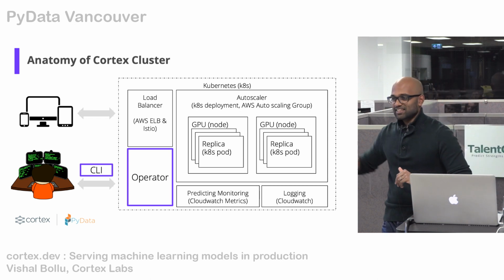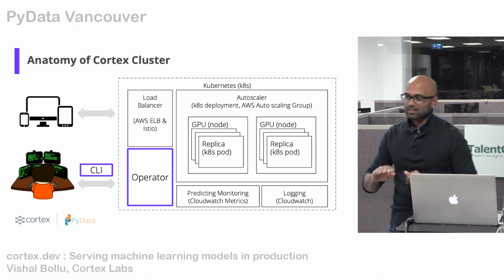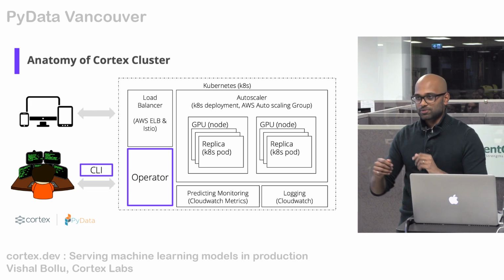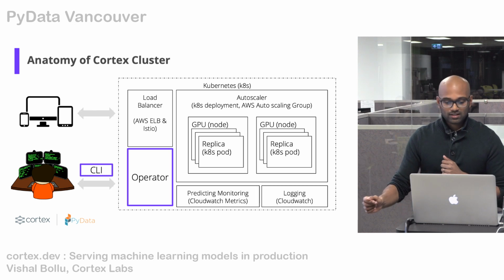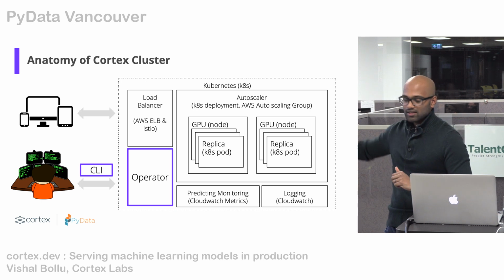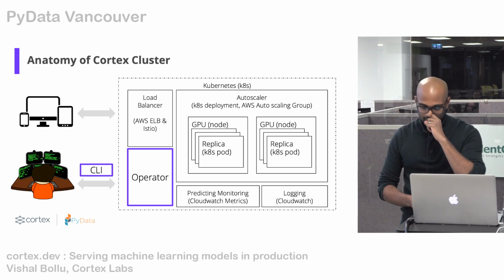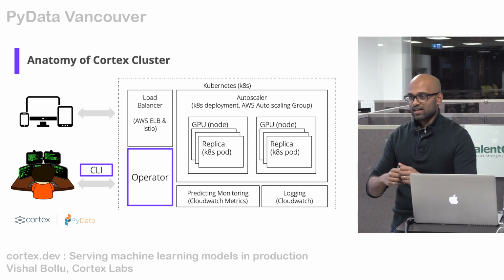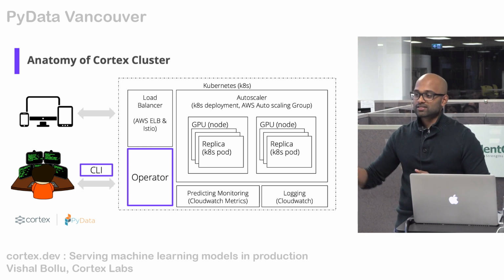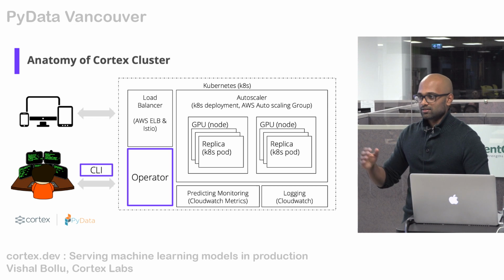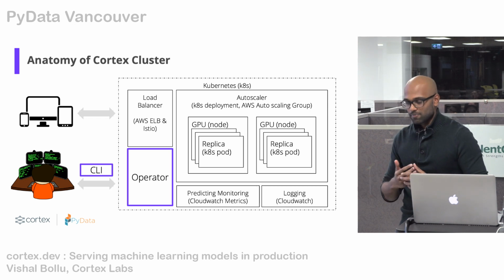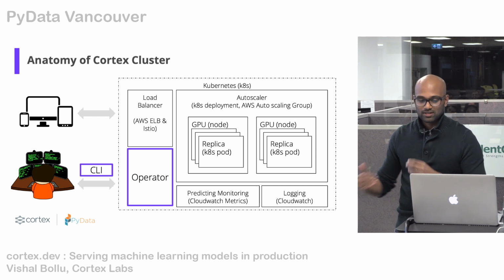Anyway, so you have a Cortex CLI that basically helps you communicate with your cluster. And in the cluster itself, we have a Cortex operator. This is a process that manages the cluster and the workloads that are being scheduled on the cluster, and does some basic sanity checking for your input and things like that.